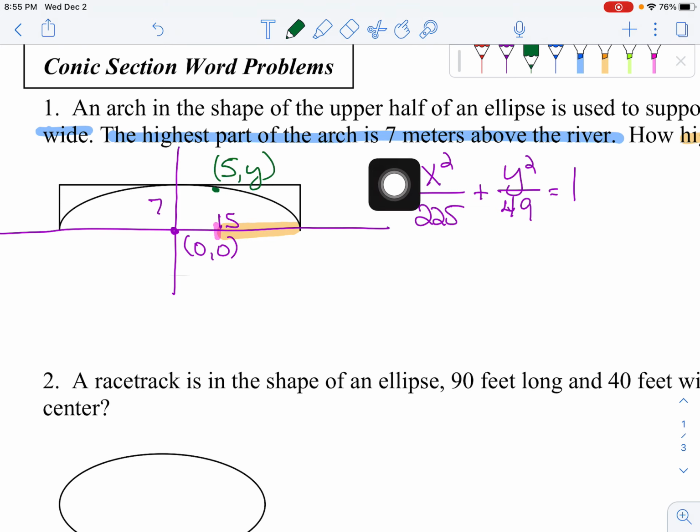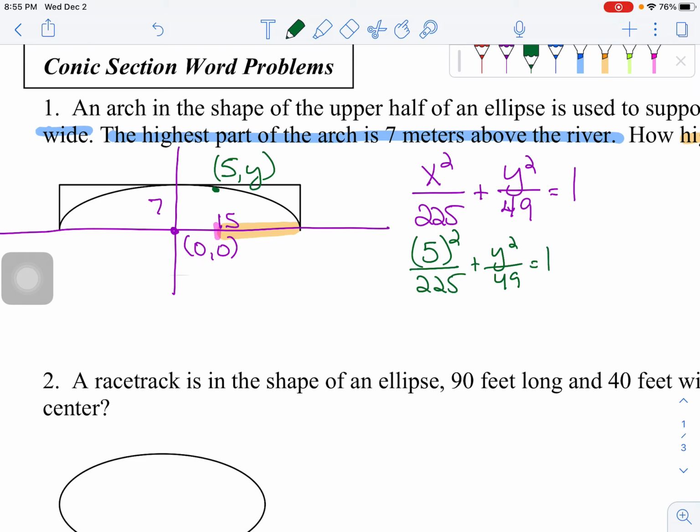So now I know my 5 is my x value. I can plug that in and start solving for y. So x squared, we're going to replace x with 5. So 5 squared over 225 plus y squared over 49 is equal to 1. Let me grab a calculator here. 5 squared over 225, I feel like that's 1 over 9, but I want to double check. I know 5 squared is 25, and 25 over 225 is in fact 1 over 9. So plus y squared over 49 is equal to 1.